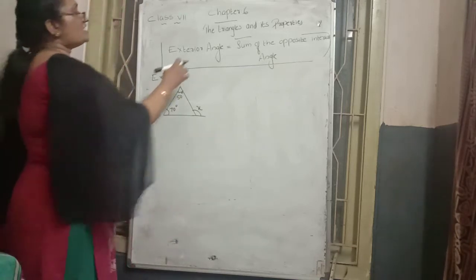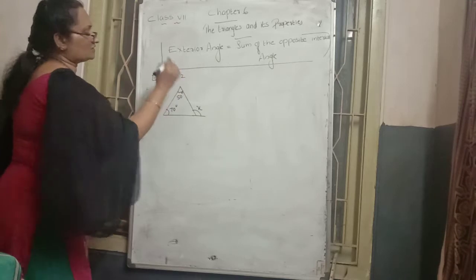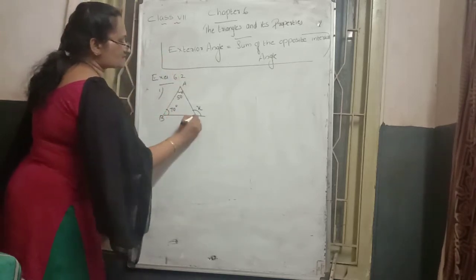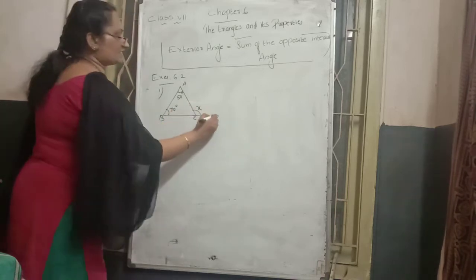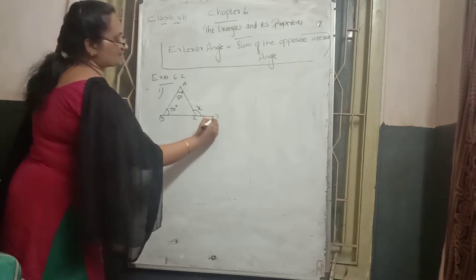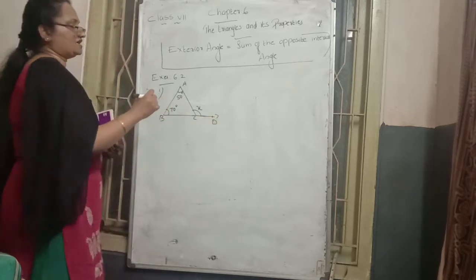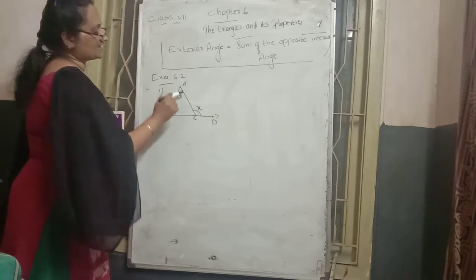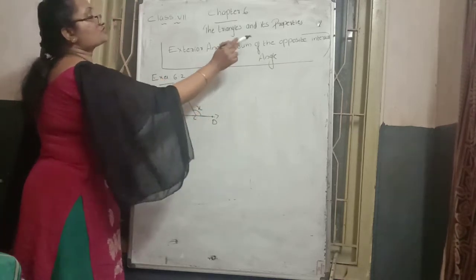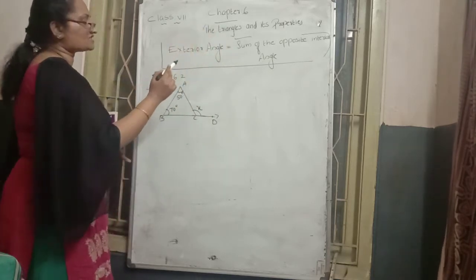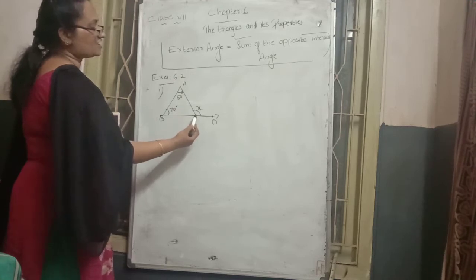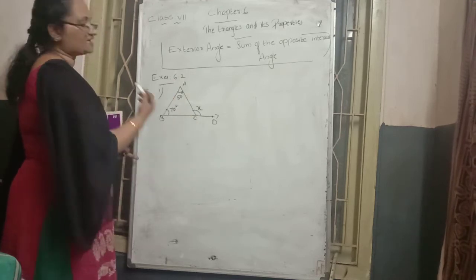How do we find it? What is the rule? For identification, we mark the vertices with alphabets A, B, C, and we can use D as well. Which is the exterior part? ACD is the exterior angle. The exterior angle ACD is equal to the sum of the interior opposite angles with respect to vertex C, which are angle A and angle B.